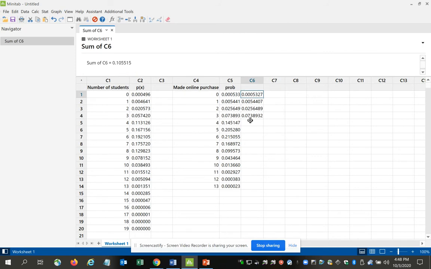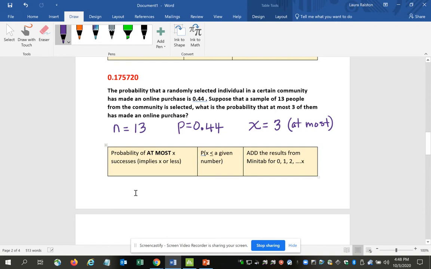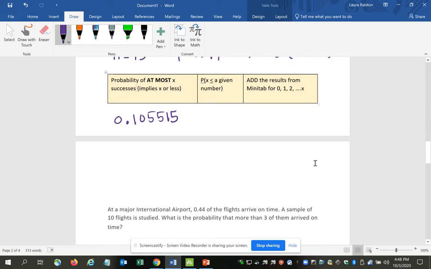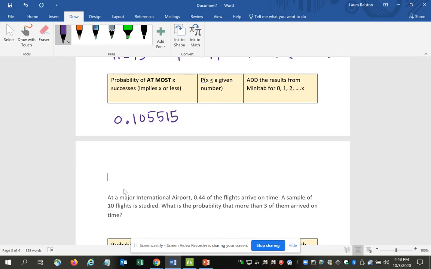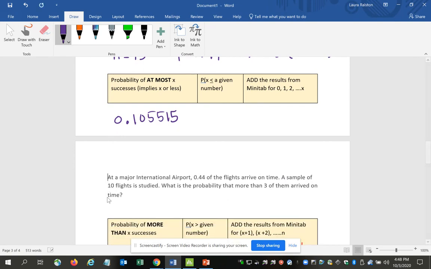So when I add these 4 numbers together, the 0, 1, 2, 3, I get 0.105515. Here's my answer. So I would transfer that over here. My answer would be 0.105515. Okay. Now, if you need to manually add that together with a calculator, you can do that. But if you want to use those few extra clicks, it kind of does it all for you there in MINITAB. It would really probably make your life a lot easier. Typing it into the calculator, you could possibly make a typing error.